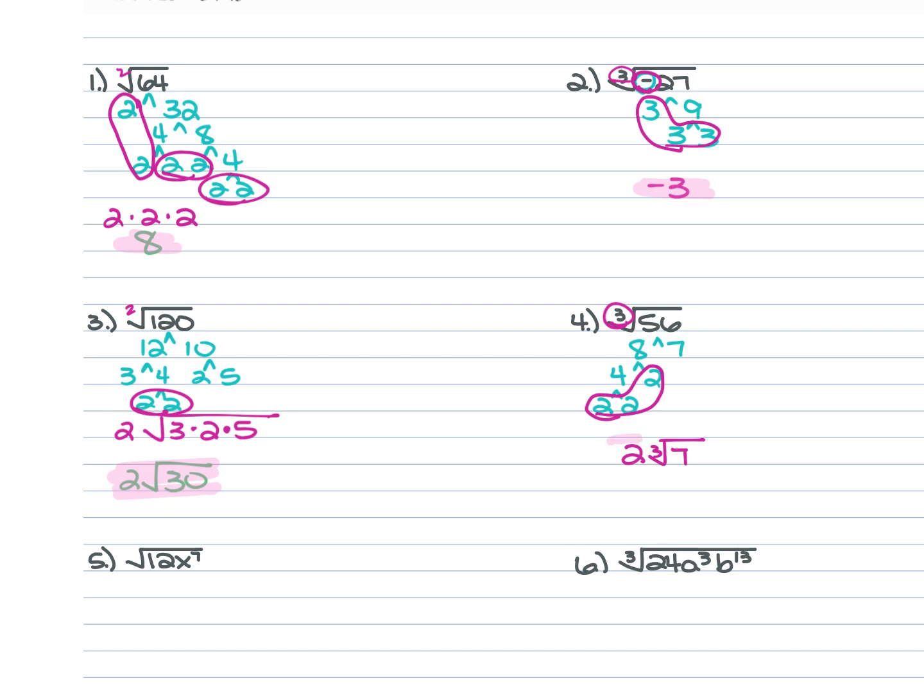Make sure that when that 7 stays underneath that cube root, you indicate that it is the cube root. If you don't, and you just write the square root, it is considered a different answer. So make sure that that root or that index is there.